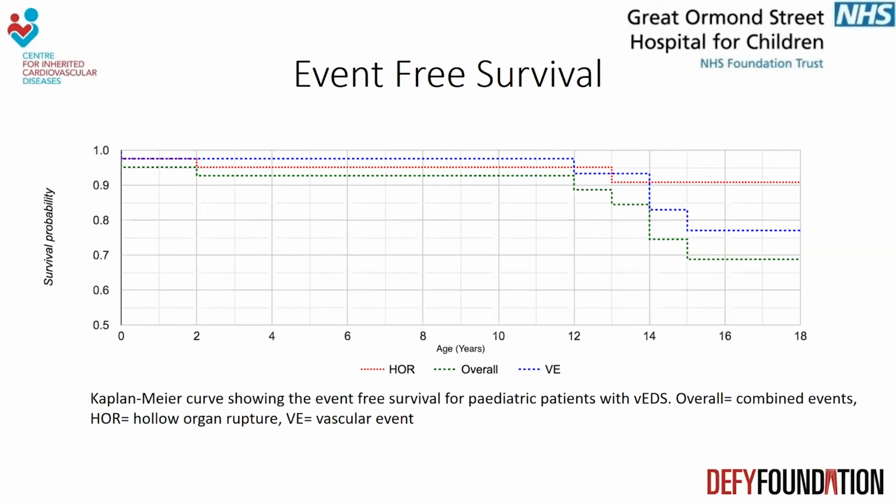This Kaplan-Meier curve shows the event-free survival of our cohort. Majority of the events occur in early teenage years.